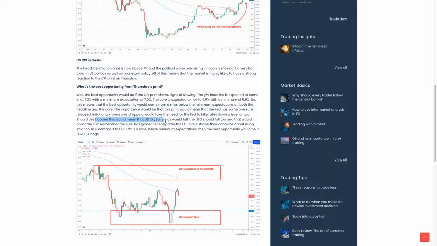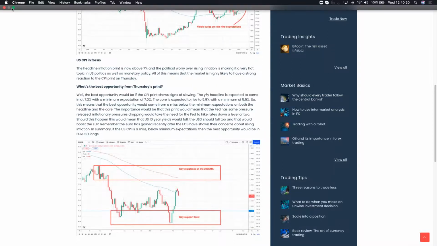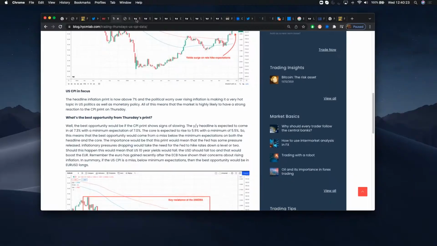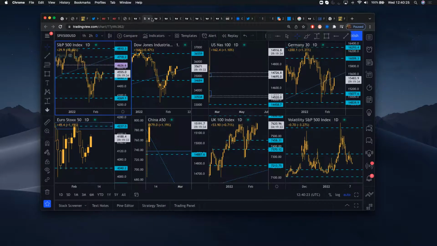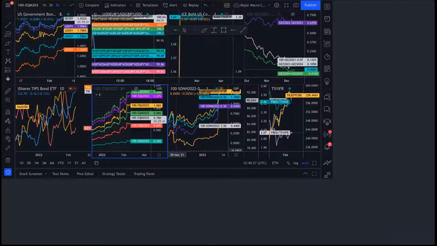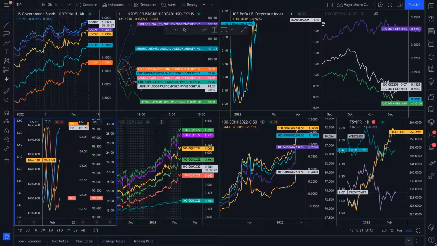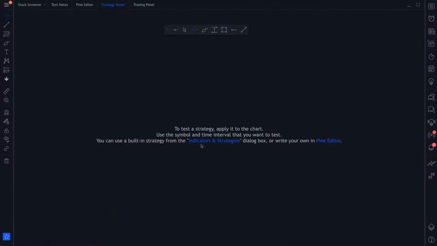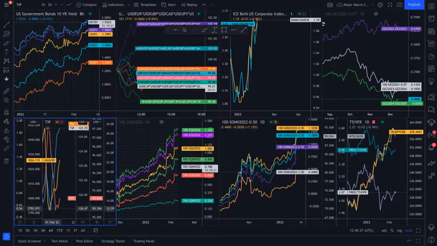Should this happen, that means the US 10-year yields would fall, and the US dollar will fall too. That should boost the euro, and also the best opportunity is in gold. Now let me show you what I'm looking for. First of all, let's just give ourselves a bit of understanding. If you take a look here at the gold chart, and let me show.